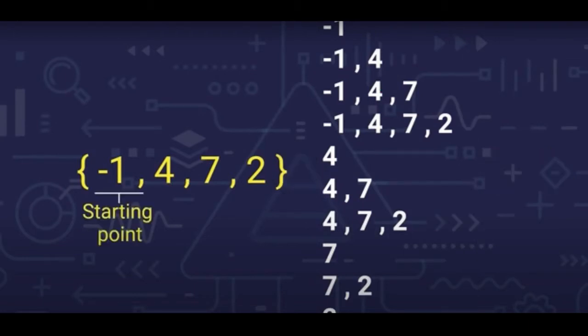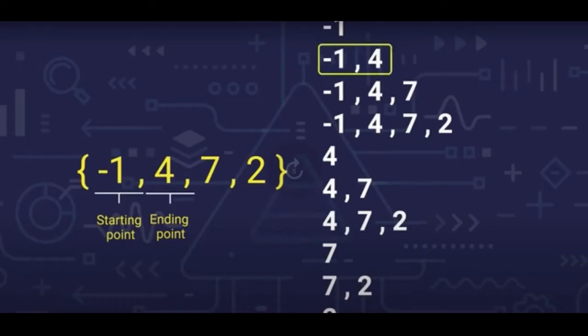We will have a starting point and an ending point, and including the starting and ending point, our subarray will be present. So our starting point and ending point, here we have -1 and 4. There is the subarray -1 and 4. So let's code for this.